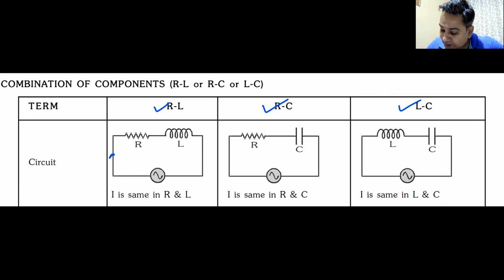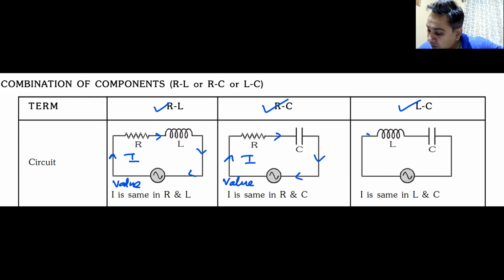The current in the circuit, if I talk about the current, it is a series circuit. Therefore, the value of current is the same in L and R. Here also the value of current is the same in R and C. Here also the current is the same because it is a series circuit.